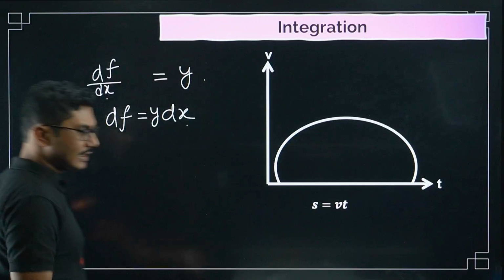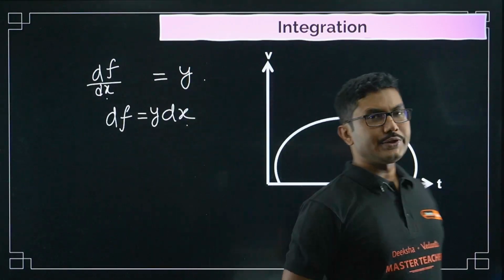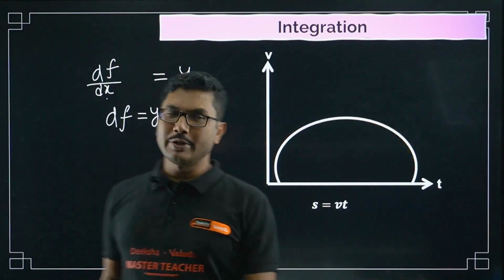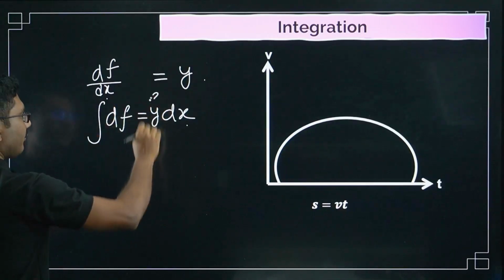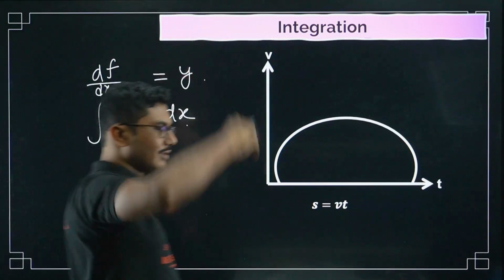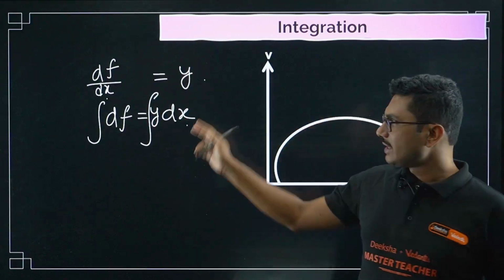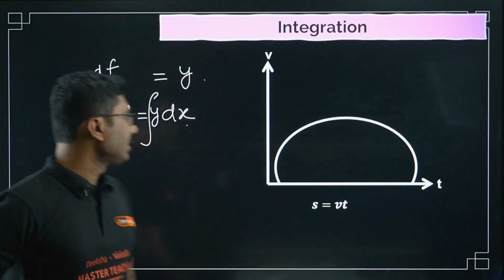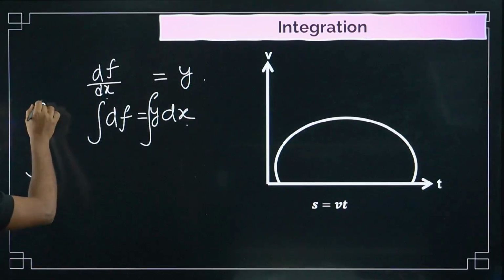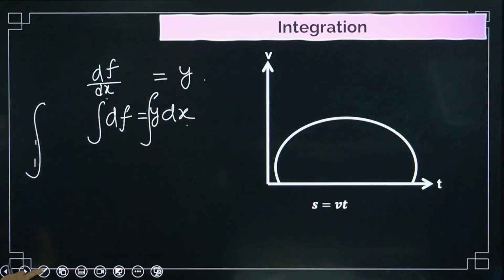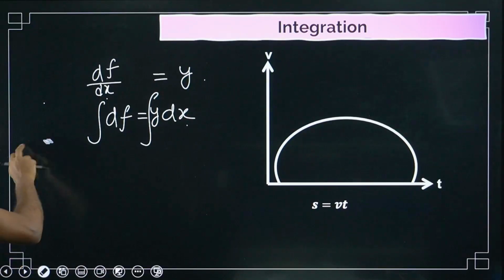So integration is basically considered to be the opposite of differentiation. The symbol of integration is this kind of s with the middle portion extended. It's like an s, but the middle portion is extended and the top and bottom portions are slightly smaller than a usual s.